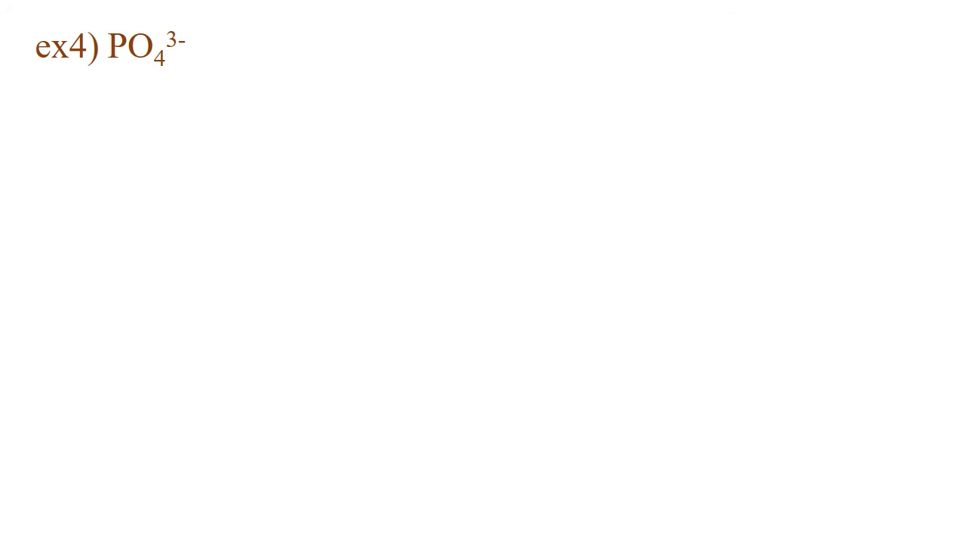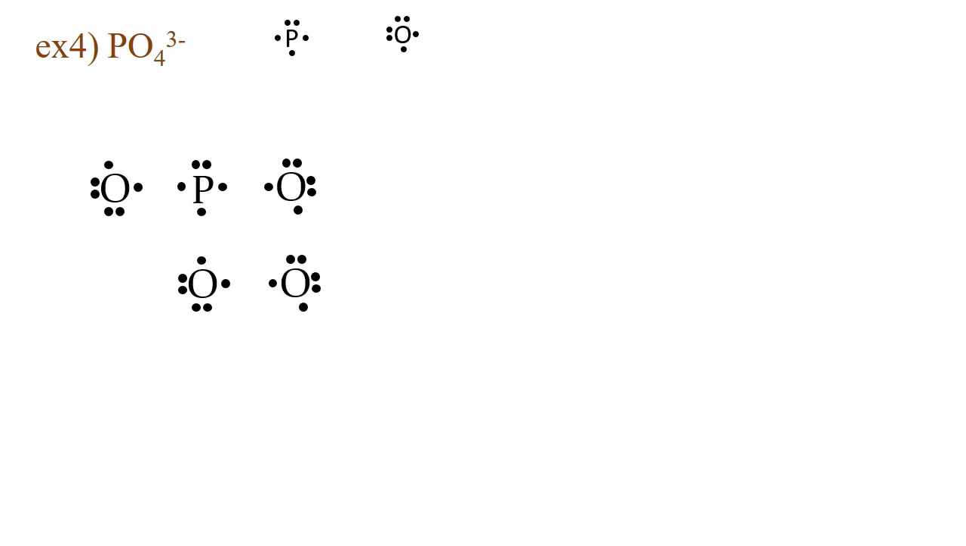Example 4, phosphate. P has 5 dots, so it can make 3 bonds. Oxygen has 6 dots, so it's able to make 2 bonds. So I know P is going to go in the middle. It makes the most bonds. I'm going to place an oxygen at each one of those bonding sites. Now the last oxygen, I'm not exactly sure where to put that, but I know the oxygen at the bottom has an open bonding site, so I'll place this oxygen by that open bonding site.